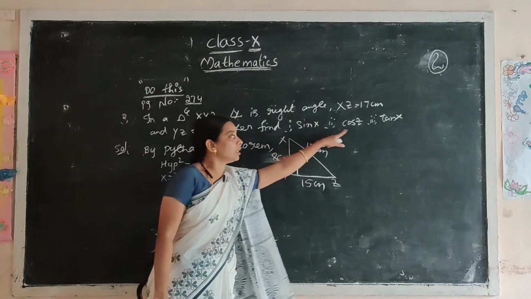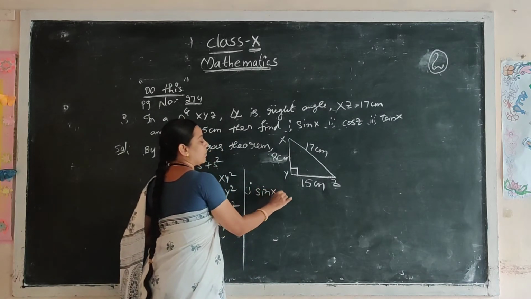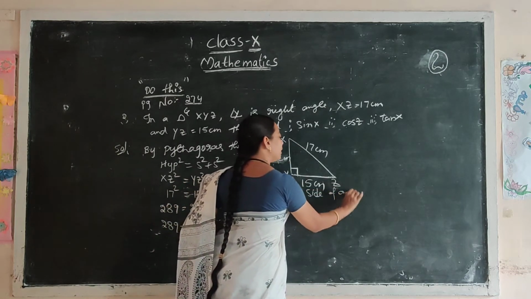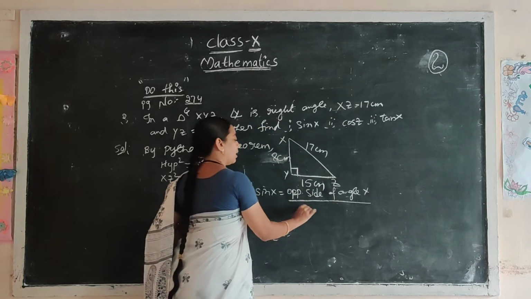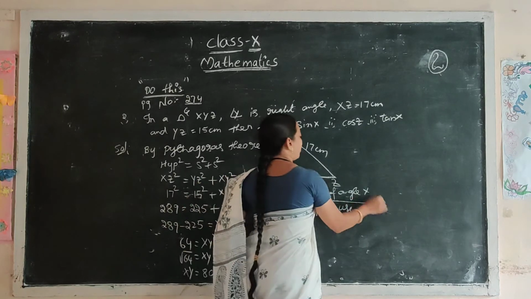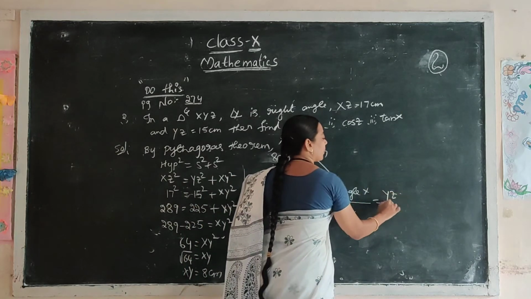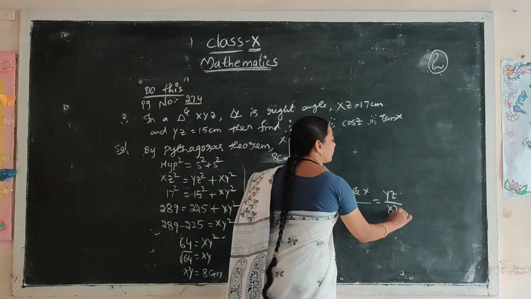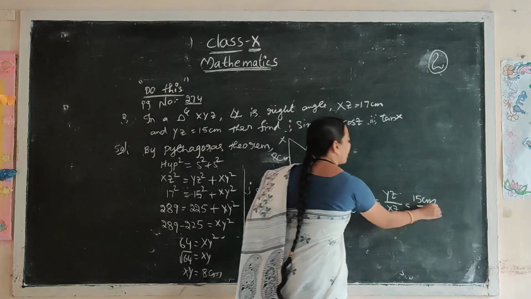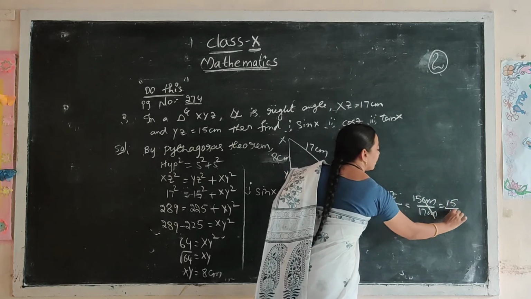Now we want to find these three bits. The first bit is sin x. Sin x formula: opposite side of angle x by hypotenuse. The opposite of x is YZ, and the hypotenuse is XZ. So the YZ measurement is 15 centimeters and the XZ measurement is 17 centimeters. So it is 15 by 17.